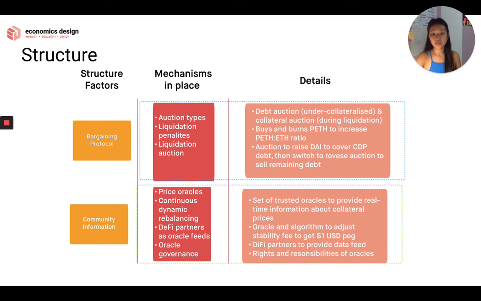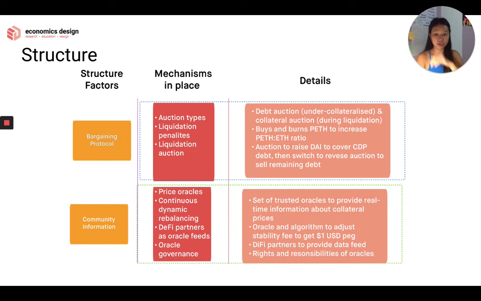And for community information, we use oracles. So there are price oracles, a set of trusted oracles that gives real-time information. And this is important because right now it's only single collateral, collateralizing ETH. But as they move to multi-collateral, you want to get very accurate information, like trusted oracles that feed you information about the price of gold, silver, platinum, Bitcoin, and all the other things available.